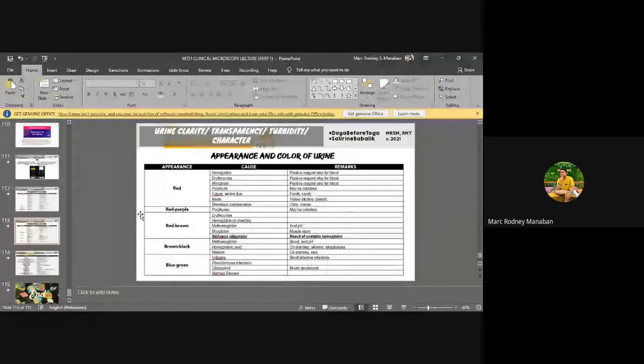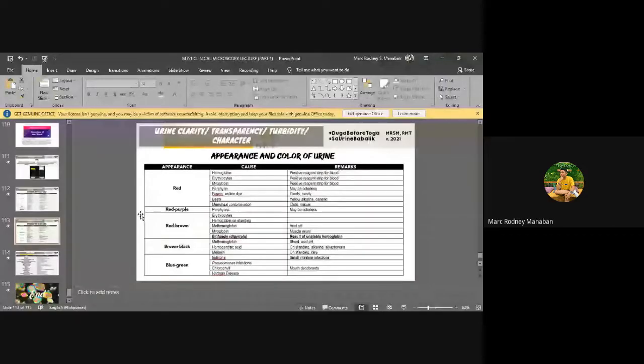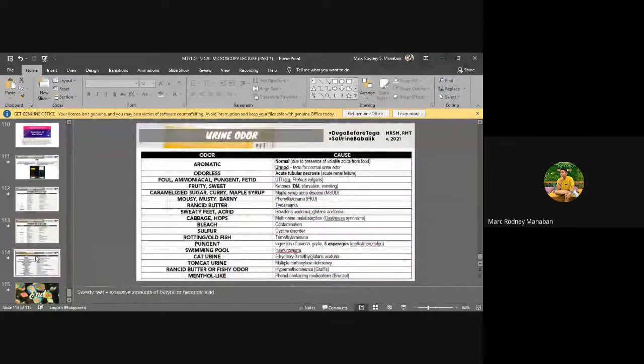Next, you have red-brown: bilifuscin, dipyrrole. It's a result of unstable hemoglobin and heme-related disease, dears. Then blue-green appearance. This is an inborn error of metabolism, so we'll discuss this when we get to that topic. And the last parameter under urine physical examination is odor.